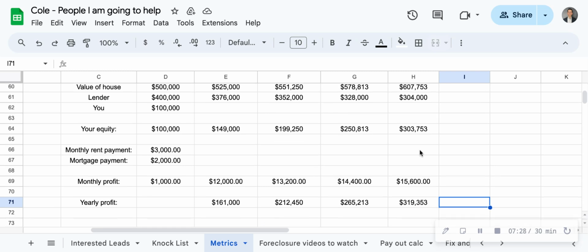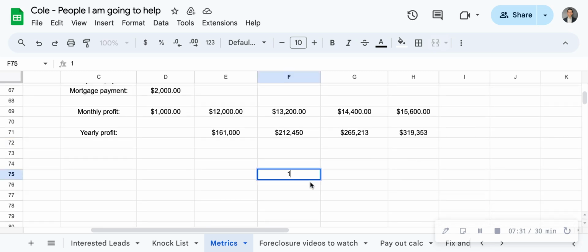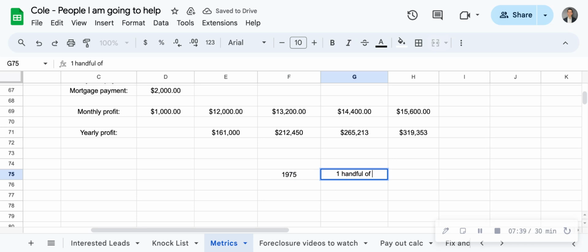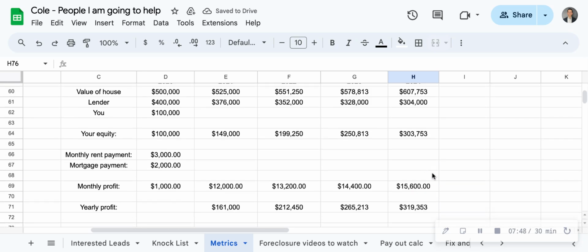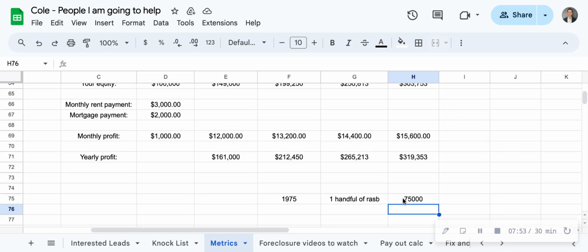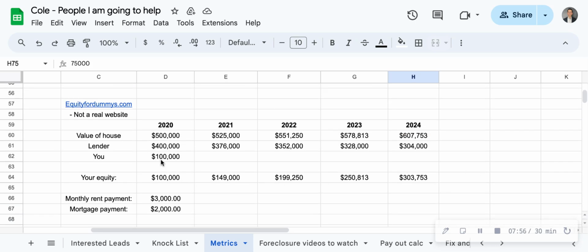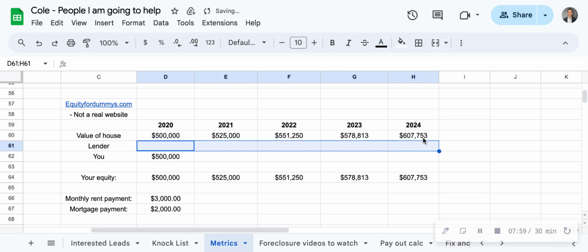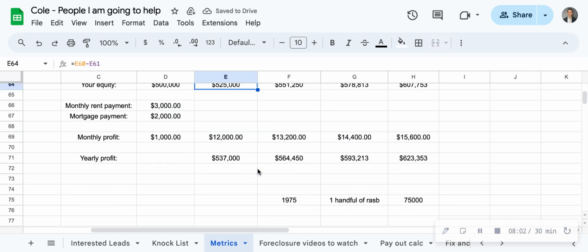And then you can go way down 30 years into the future. Like you bought a house in 1975 for one handful of raspberries, AKA $75,000, or less, $7,500, I don't know. And then you keep it for all this time and then it goes up. And now you've completely paid off that mortgage. Right now, let's just say you owe nothing. Now you have that entire amount and you don't have a monthly mortgage payment. And so your monthly profit is $3,000 rather than $1,000.